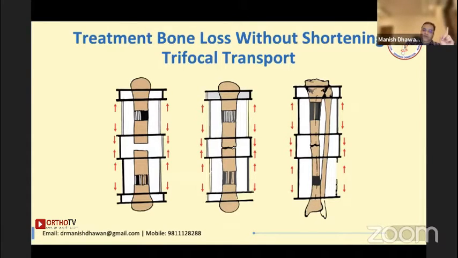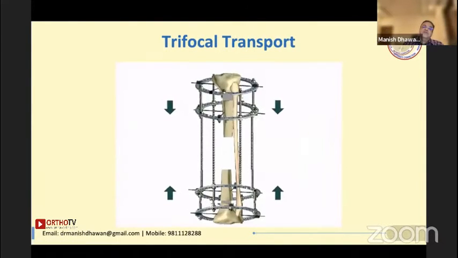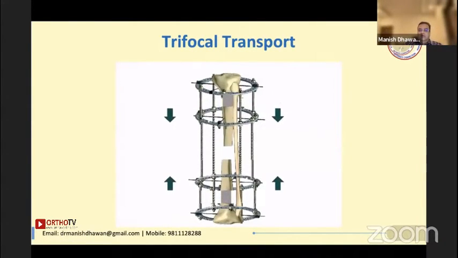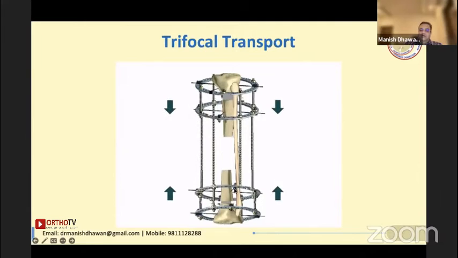Now, trifocal transport. If you have 2 sets of corticotomies and then the fracture site, it becomes trifocal. One site is compression, which is monofocal, then bifocal, and then trifocal. So you are working at 3 sites; it is trifocal. So this is a trifocal transport. You have corticotomies at 2 levels.